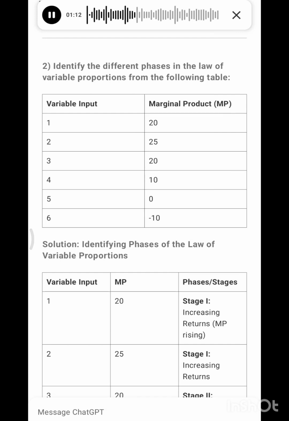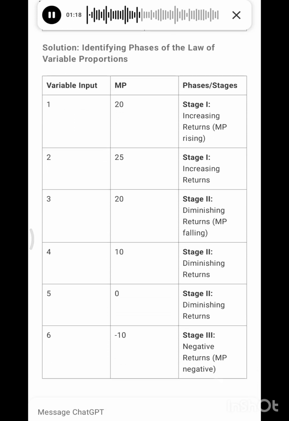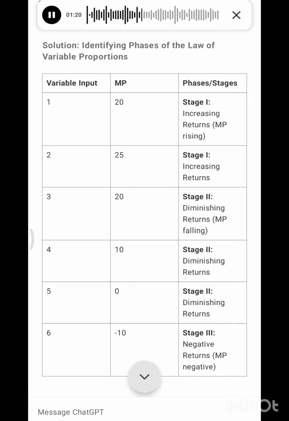Solution. Identifying phases of the law of variable proportions. Variable input, phases, stages. Input 1, 20 and input 2, 25: stage 1, increasing returns, MP rising. Input 3, 24: stage 2, diminishing returns, MP falling. Input 4, 10, and input 5, 0: stage 2, diminishing returns. Input 6, minus 10: stage 3, negative returns.